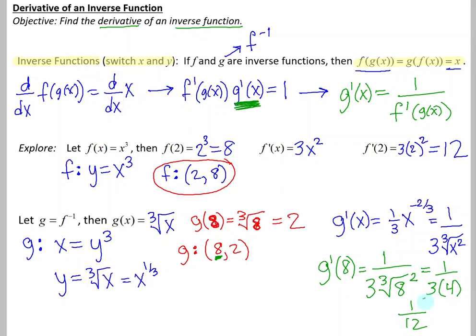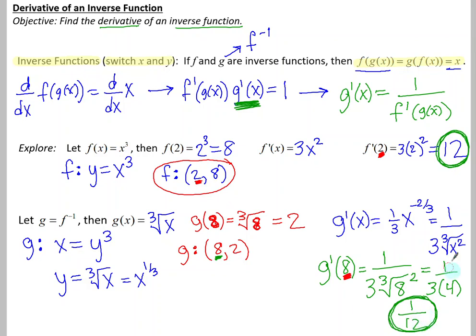What do we notice? This value, the derivative of g, is the reciprocal of this value, the derivative of f. Notice we didn't plug in the same x value. This was the derivative of f at the x value 2. This is the derivative of g at the x value 8. But they are the x values that go with the function at their respective points where the x and the y switch places.